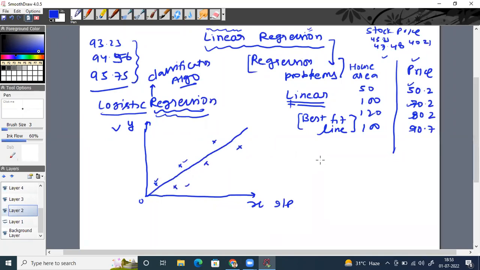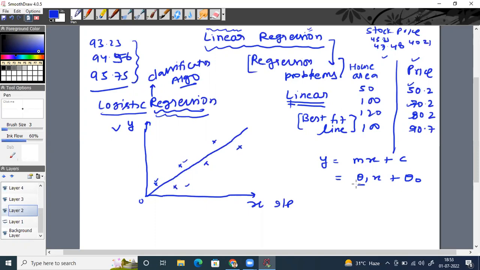But the equation of a line is what? y is equal to mx plus c. I can say it is nothing but theta 1 x plus theta naught. Any representation you can use, where your c or theta naught is your intercept, and your theta 1 is your slope. Right. So what do you mean by a best fit line? I'll come to that in a minute.